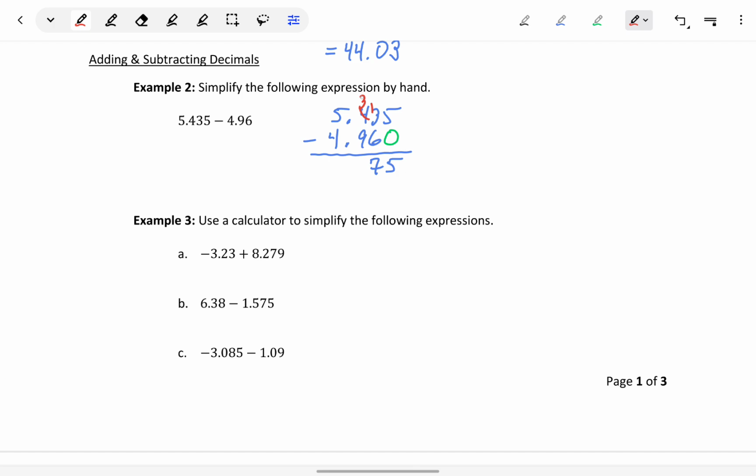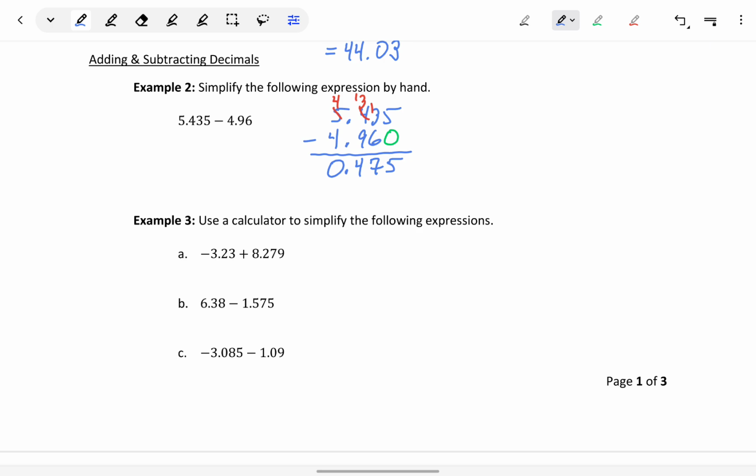We borrowed one from the 4, making that a 3. We can't take 3 minus 9, so again, we'll borrow from the next column over. 13 minus 9 will give us 4. That decimal place will drop straight down. And then our last step will be to take 4 minus 4, which will be 0. So we get 0.475 by manually lining up those decimal places and then just following standard arithmetic rules to subtract those two values.